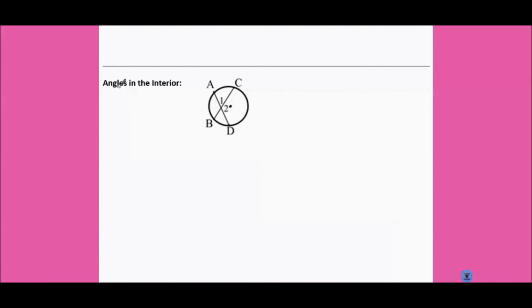Now for angles in the interior. The vertex is inside the circle, but not necessarily at the center. So let's look at angle 1. We know angle 1 would be congruent to the angle across from it because they're vertical angles, but we want to look at the two angles they intersect. So angle 1 intersects arc AC, and the angle across from it intersects arc DB.